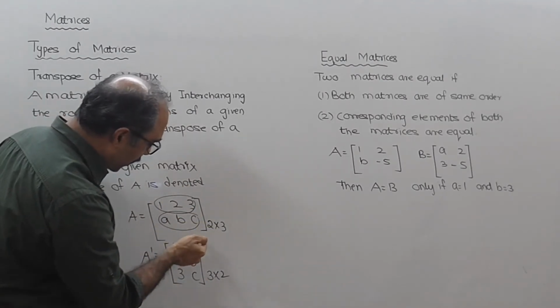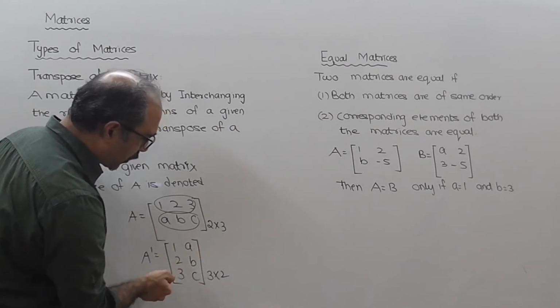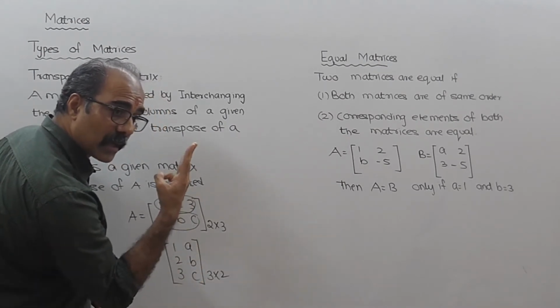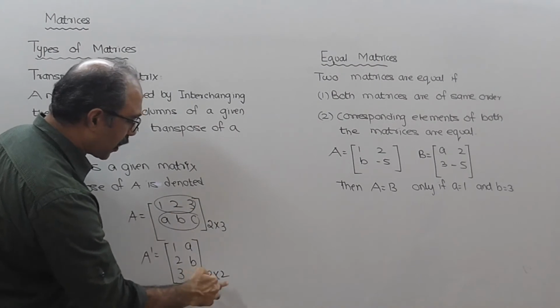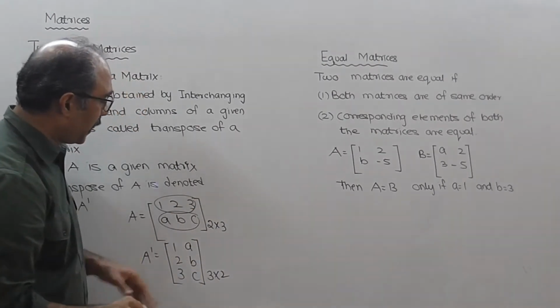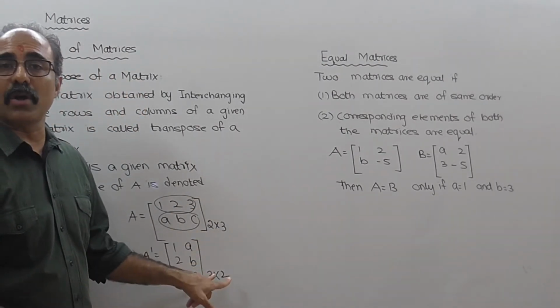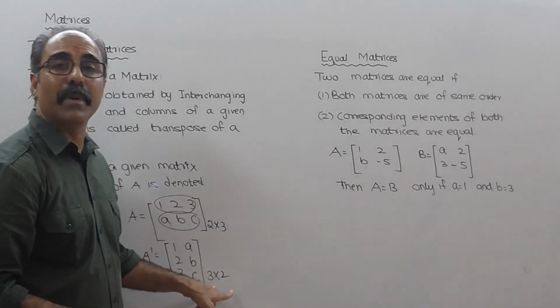Now how many rows are there? First row, second row, third row. That means how many rows are there? 3 rows. And vertically how many columns are there? 2 columns. It means that a 2 by 3 matrix will automatically get converted into a 3 by 2 matrix.